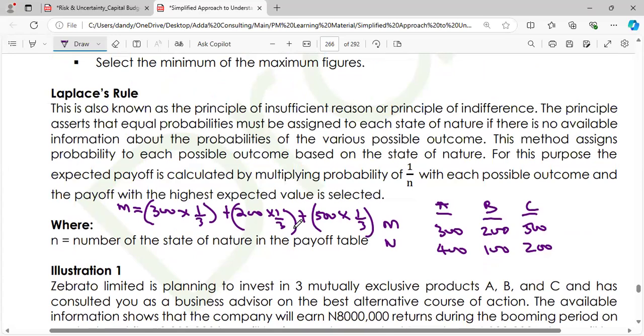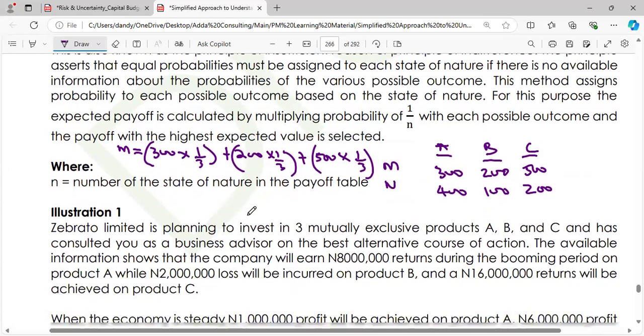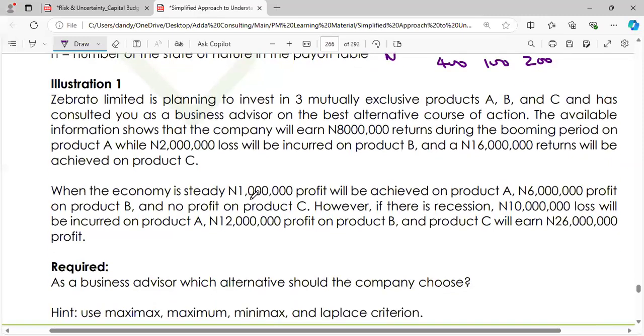So at this point, let's have an illustration. Let's start with illustration number 1. Then we solve the one that was tested in May 2023, that is compulsory question number 1B. So I need somebody to read illustration number 1 for us.